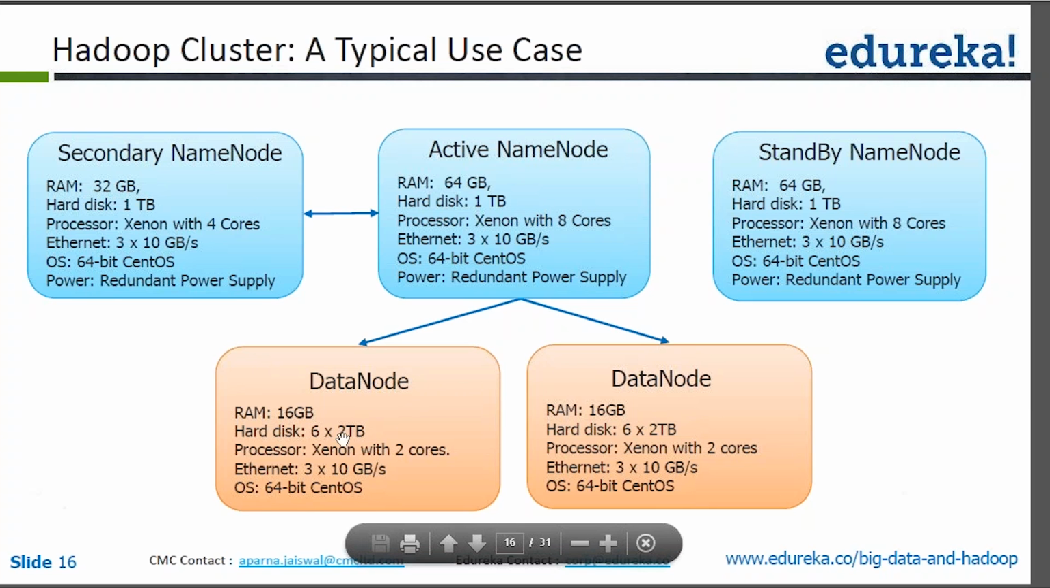The data nodes will have all the actual data getting stored. The biggest difference I'll just quickly show you: the masters will have huge-capacity RAM, and the data nodes will have huge-capacity hard disk, because the actual data is going to get stored on the hard disk. And the size of a data node depends on the amount of data you're going to handle in your business scenario.